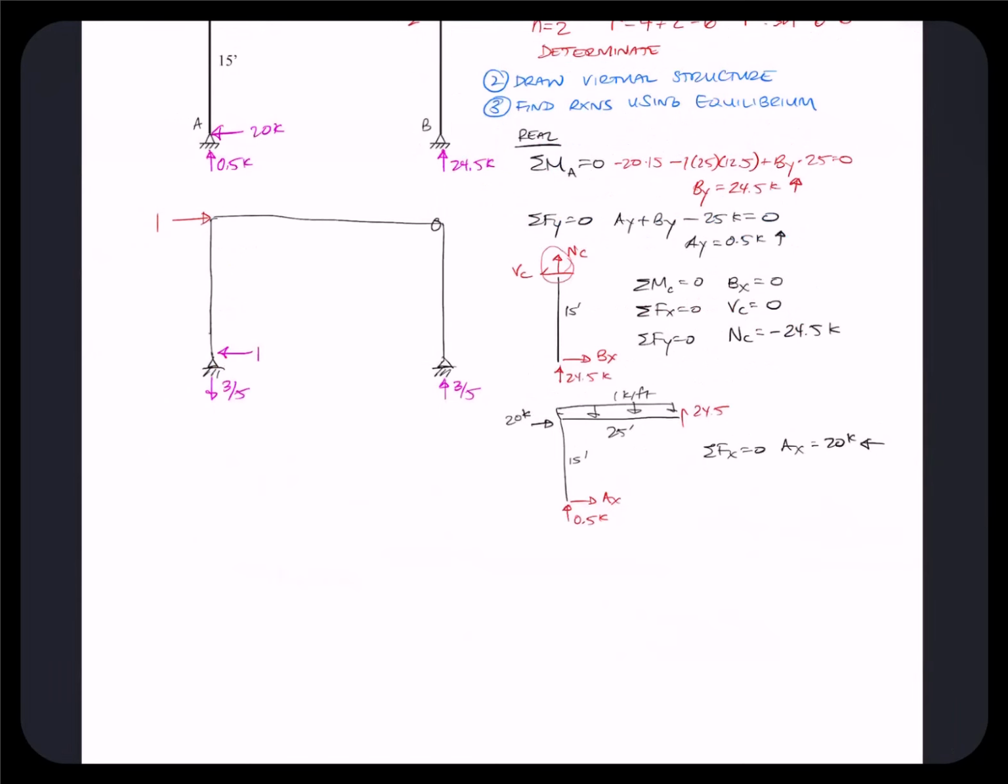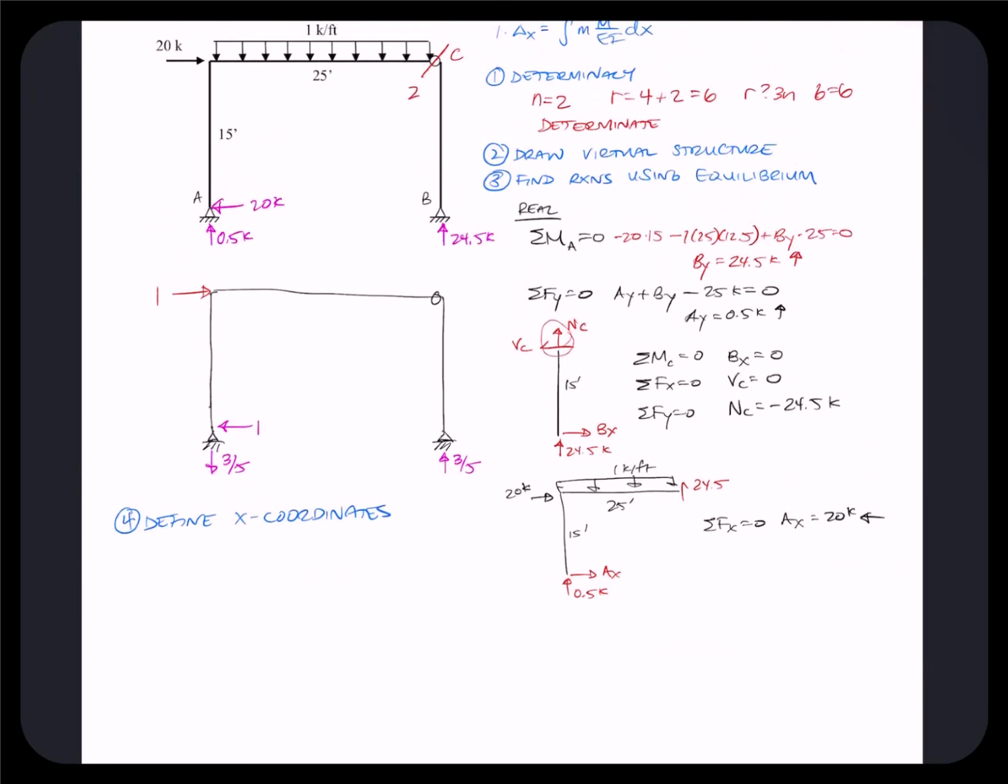We are going to then define our x-coordinates. I have 3 members. They have loads either at the ends or across the entire span, so I only have to make 1 cut per member due to the angle change between the beams and columns. I'm going to cut here, here, here, and whatever I do to my real structure I have to do to the virtual. So I could draw this free body diagram, or this one for cut 1.